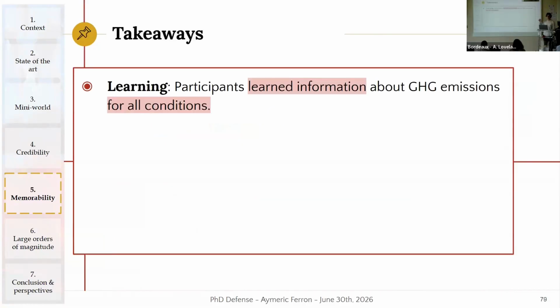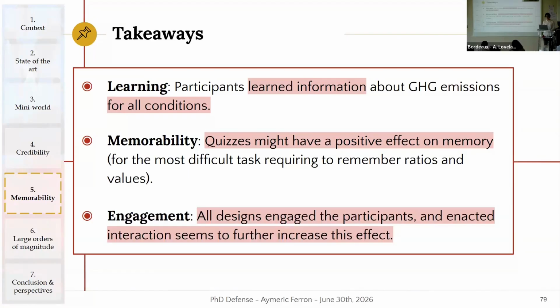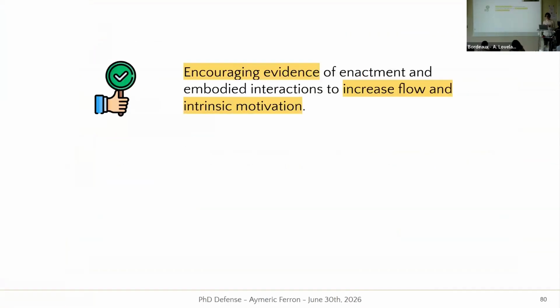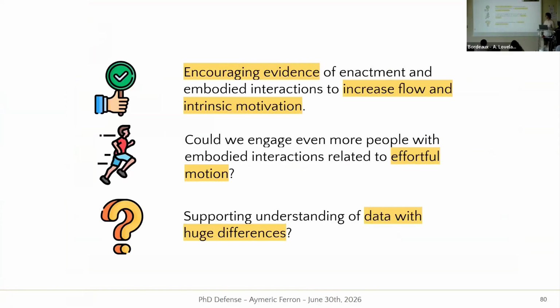So participants learn information about greenhouse gas emissions for all conditions. About memorability, quizzes might have a positive effect on memory for the most difficult task, requiring to remember ratios and values. And all designs engage participants, and enacted interactions seem to further increase this effect. So we got encouraging evidence of enactment and embodied interaction to increase flow and intrinsic motivation. So now the question is, maybe we could engage people even further with effortful motion. And maybe using such interactions could support the understanding of data with huge differences.